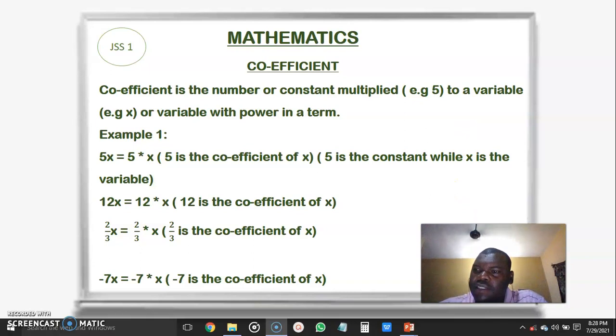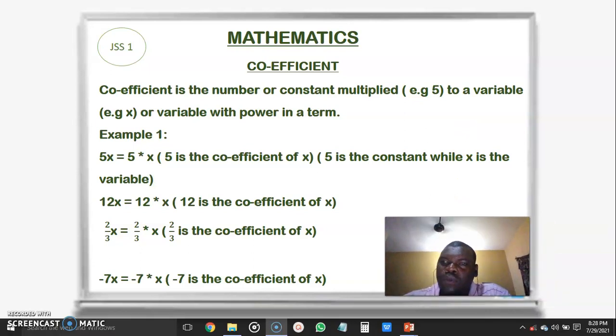Today we are going to look at coefficient, and this topic is for GSS1. Coefficient is a number or constant, for example 5, that is multiplied to a variable. Coefficient is a number or constant multiplied to a variable or a variable with power in a term.